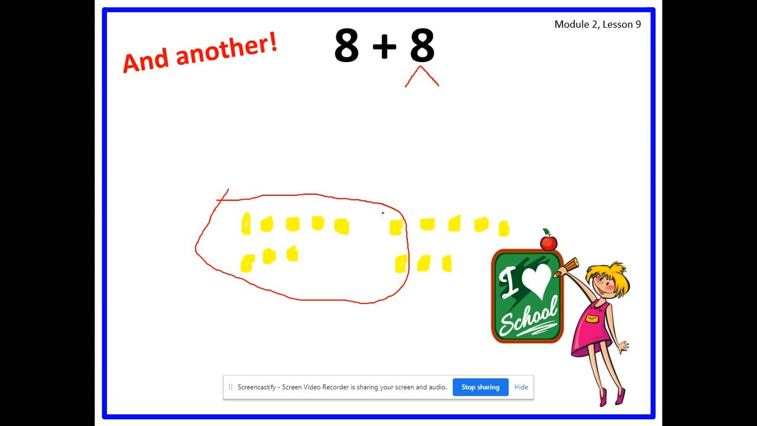You should have 2 and 6 because 2 and 6 make 8, but 8 and 2 make 10. And if you look at your drawing, it helps you see those parts. You have 2 inside the circle, 6 outside the circle. Now, go ahead and circle the parts that make 10 and write it. Press play when you're ready.